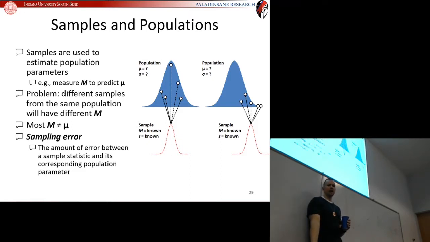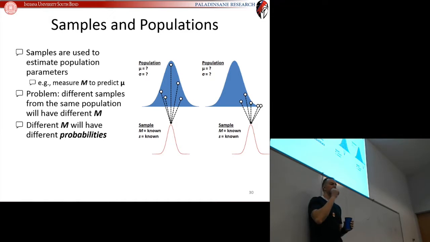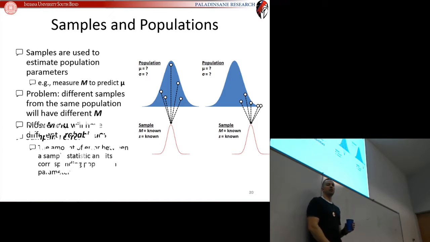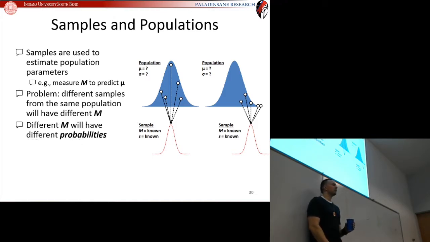So the fact that different samples will have different means leads to sampling error, but we're not helpless in this situation, because we can take advantage of the fact that different sample means will have different probabilities of occurring. Not every sample from a population is equally likely to occur.